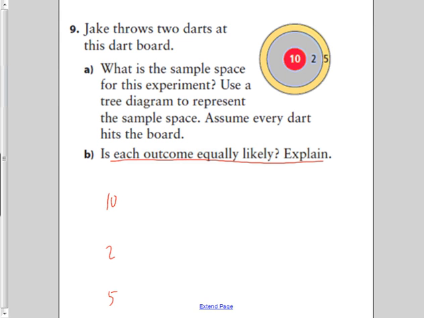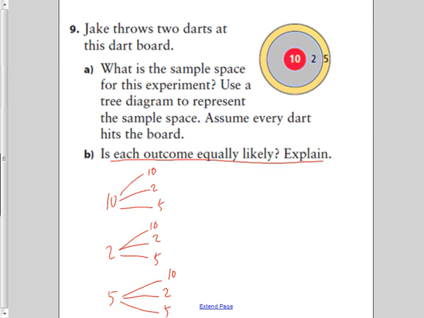And if he has the second dart, if he had a 10 on the first dart, he could have a 10, a 2, or a 5 on his second. He could have a 10, a 2, or a 5 if he threw a 2 first. And if he threw a 5 first, he could have a 10 on his second, a 2 on his second, or a 5 on his second. So for this experiment, use a tree diagram to represent the sample space and assume every dart hits the board. One of the things it doesn't ask for is what are the point combinations?